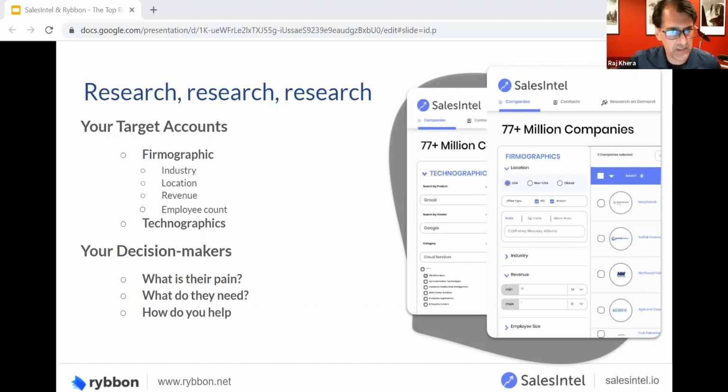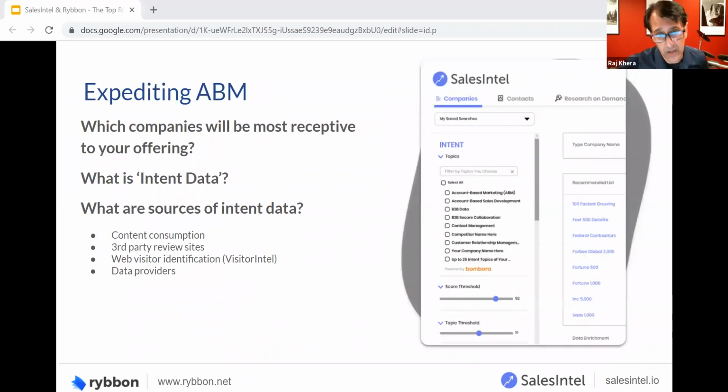So let's go ahead to the next slide and talk about another really cool thing, that is intent information. Can you imagine reaching somebody who is already looking for a solution like yours? I mean, that's sales nirvana, right?